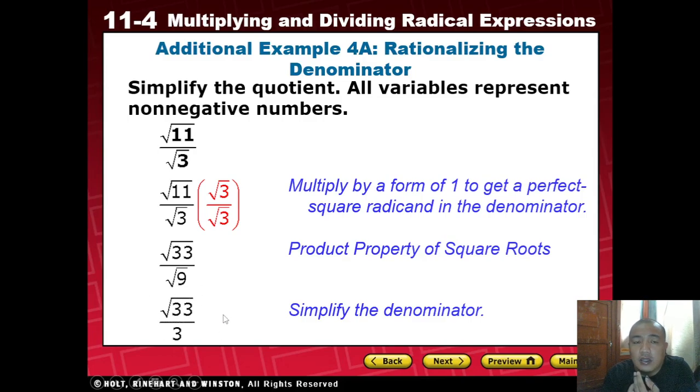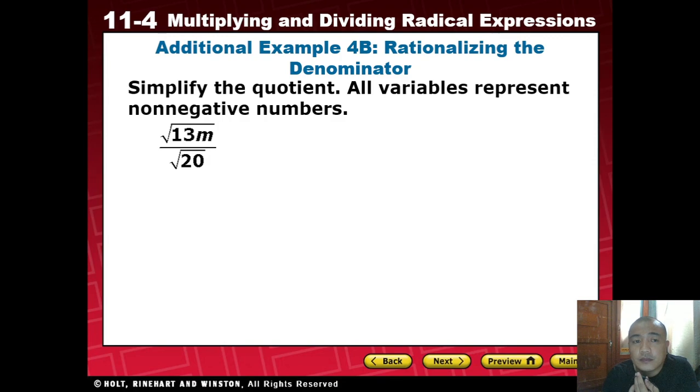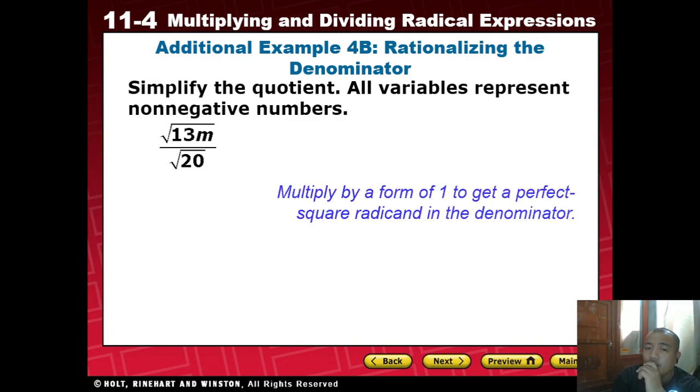That is how we simplify square root of 11 over square root of 3, by rationalization, or rationalizing the denominator. Next, let us rationalize the denominator again. The denominator is square root of 20. So what will we multiply? Multiply by a form of 1 to get the perfect square radicand in the denominator.